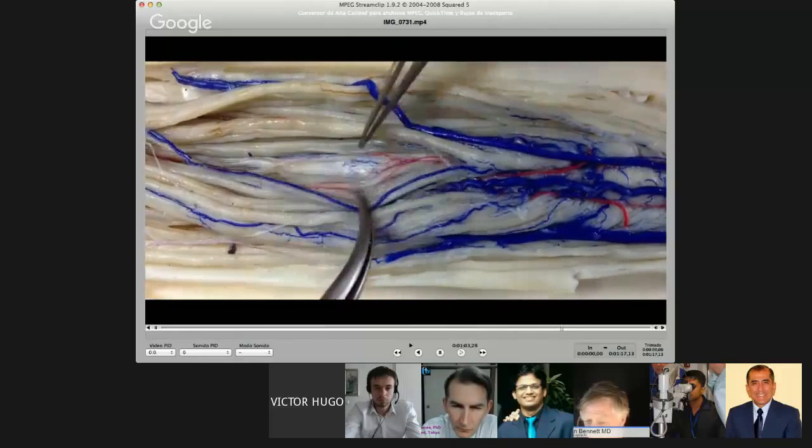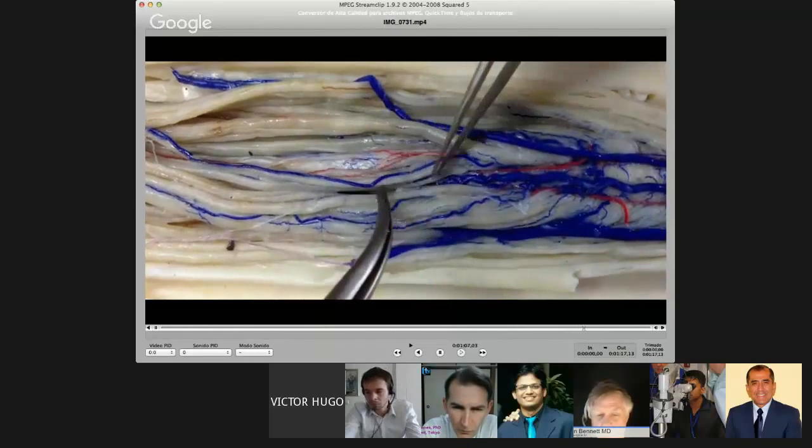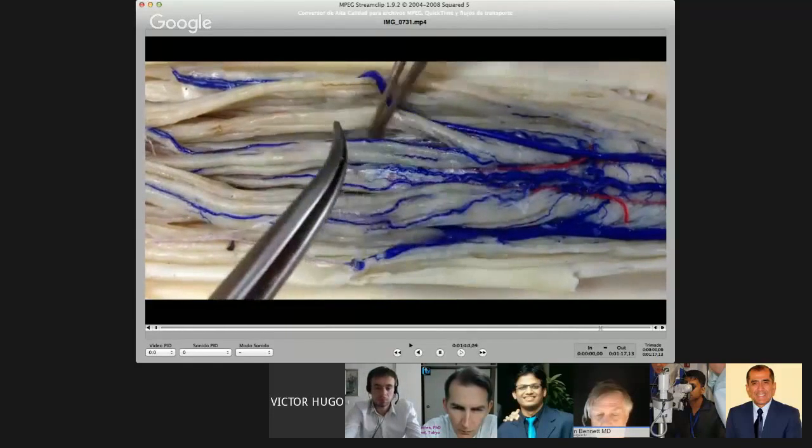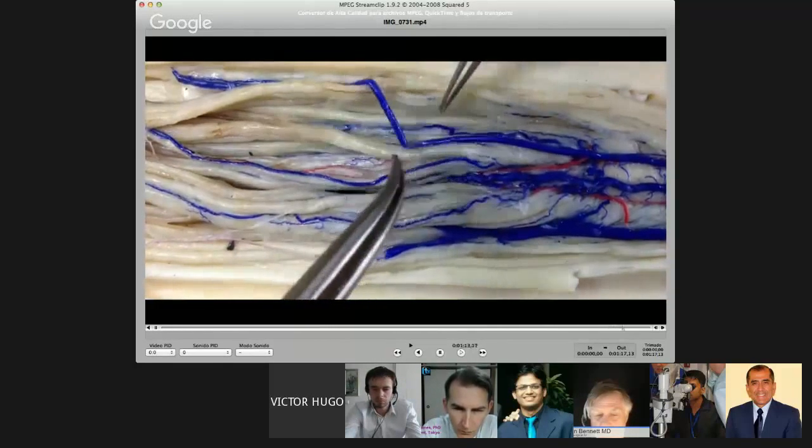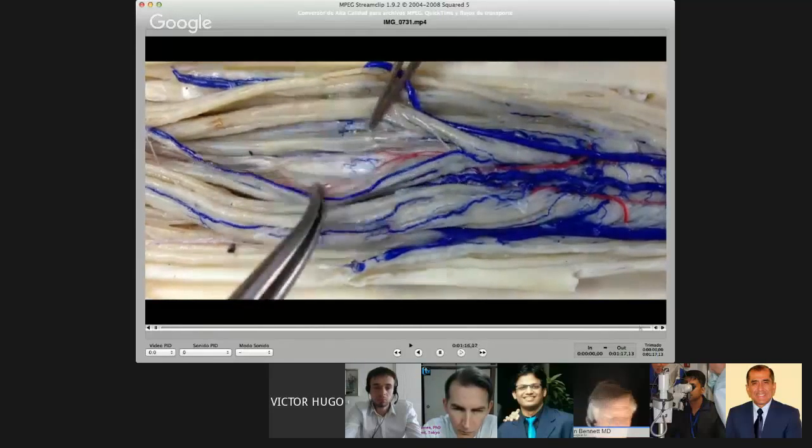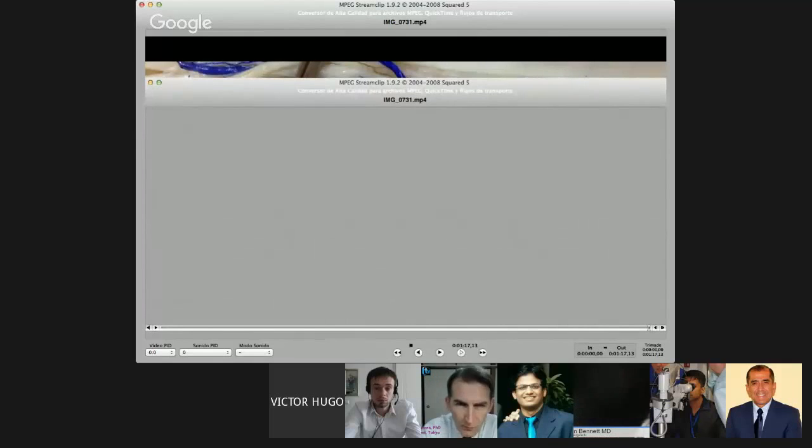So, as you can see, once we have injected these human spinal cords, we can see very well the microvasculature of the spinal cord. For example, of spinal cords, I have almost 150 models injected, all of them injected with color blue for veins and color red for arteries.